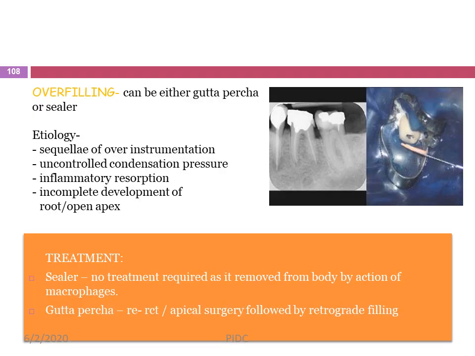Overfilling is either because of your root canal sealer, or it can be because of your gutta percha. In the case that the gutta percha has extended beyond your apex, the patient will complain of foreign body reaction and pain, because of which the gutta percha has to be removed and the obturation has to be done again. In the case the root canal sealer has extruded beyond the apex, there is actually no need to do the treatment again, because it will be removed by the body itself.